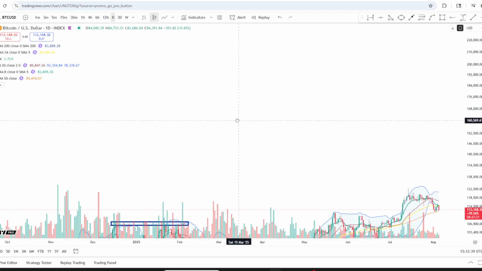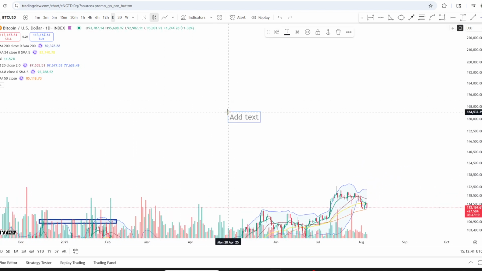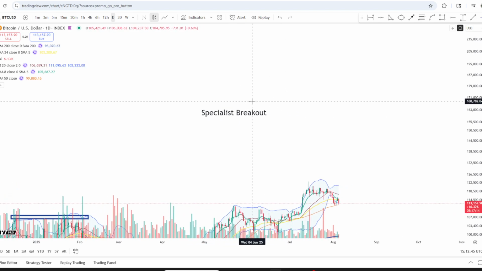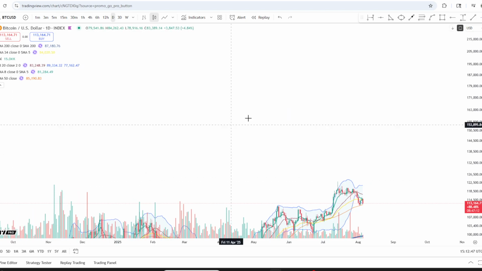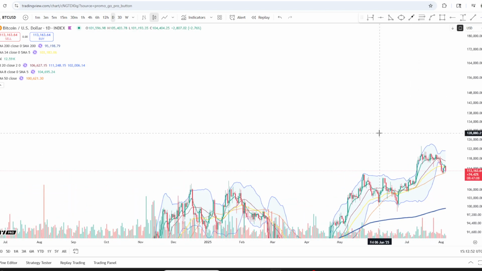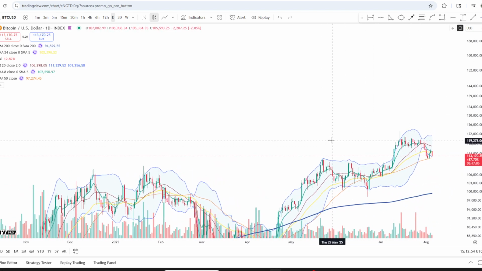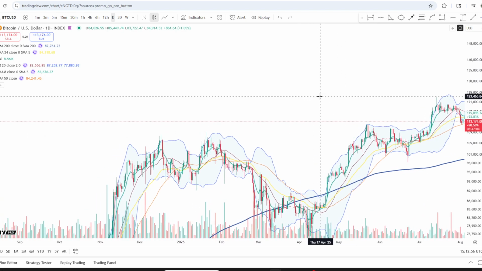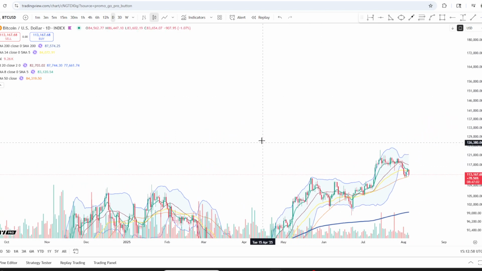For today's lesson, we're going to talk about a concept called the specialist breakout. It's actually quite an obscure term. I had trouble finding it in the textbooks. I knew I had read about it and learned about it somewhere, but I don't have any visual aids. Google came up with nothing, but very simply, you can think of it like a false breakout, right?